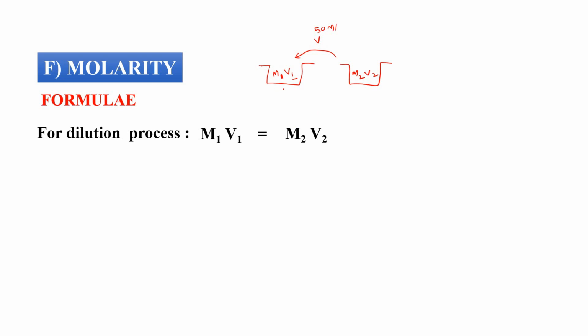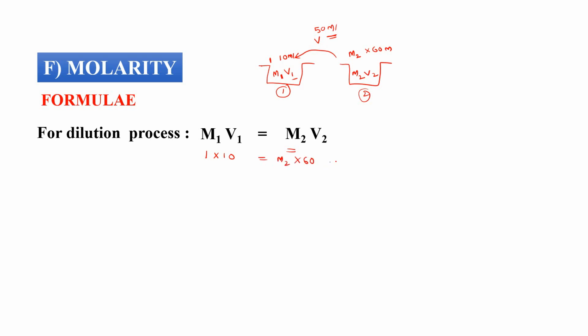Now, for these two solutions, solution 1 and solution 2, we can calculate the unknown molarity. For example, its molarity is around 1 molar, and its volume is 10 ml. I am adding 50 ml of water. In that case, what will be the molarity? If I add 50 ml to 10 ml, the total volume will be how much here? 60 ml, actually. Based upon this formula, we can easily calculate the unknown molarity M2. Now, what will be the formula? M1 is 1, V1 is 10, that equals M2, V2 will be how much here?